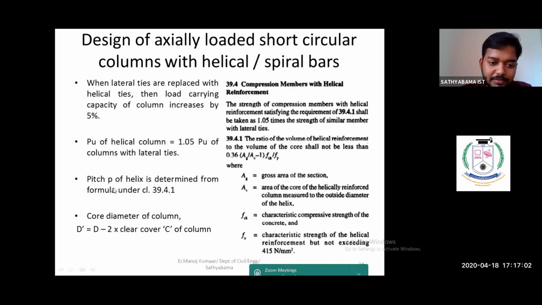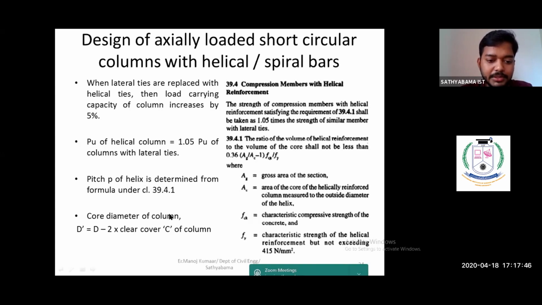And the pitch of the helix is determined from the formula under clause 39.4.1. See, on the right hand side, we have the formula ratio. This is nothing but the ratio of the volume of helical reinforcement to the volume of core. That should not be less than 0.36 times Ag, that is the gross area, divided by the area of concrete, minus 1, into fck by fy, which is nothing but the uniform center to center spacing that should be provided between the helical bars.